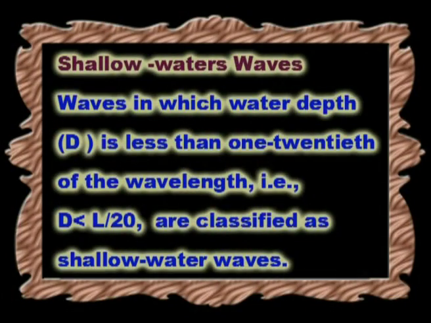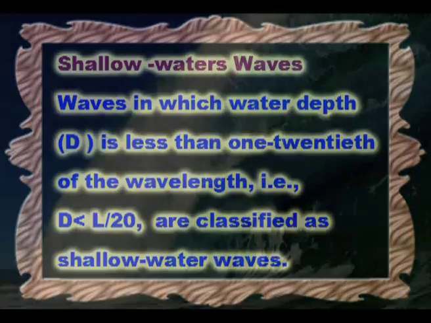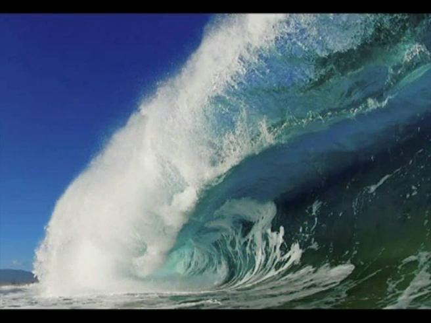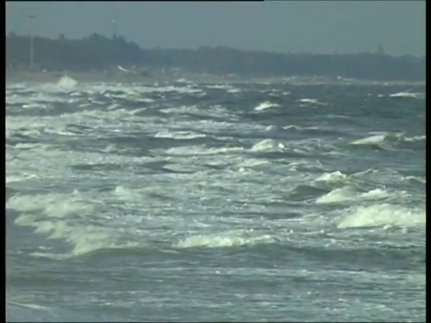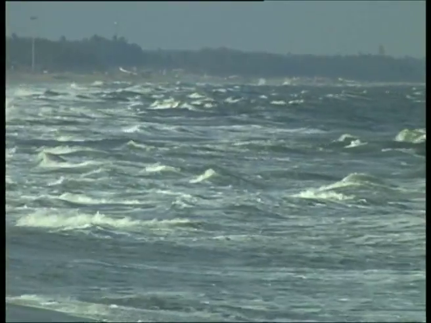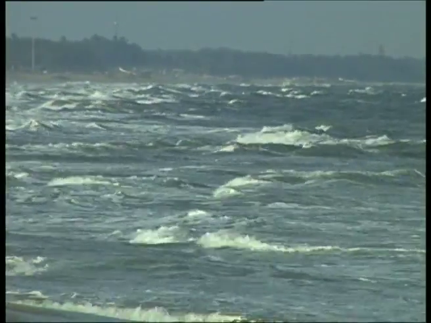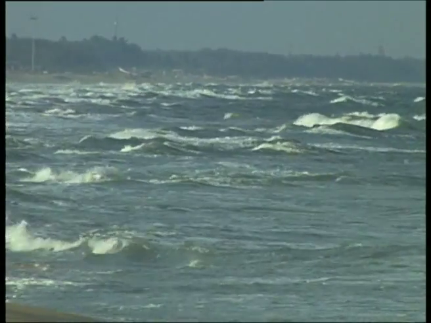Let us see the shallow water waves. These are waves in which water depth d is less than 1/20th of the wavelength, that is, d is less than L/20, and these are classified as shallow water waves. They are also called long waves. As waves enter shallow water, they become taller and slow down, eventually breaking on the shore.